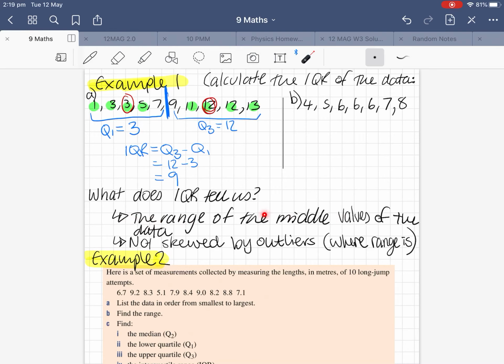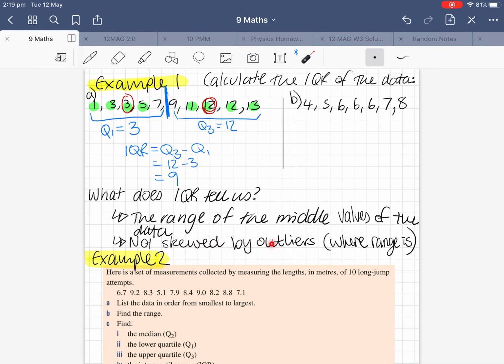It's basically just the range of the middle values of the data set. So in this case, we have a pretty big interquartile range spanning 9 values, but we can still see that that's smaller than the actual range of 12. The other thing about interquartile range is it's not skewed by big outliers like range is.